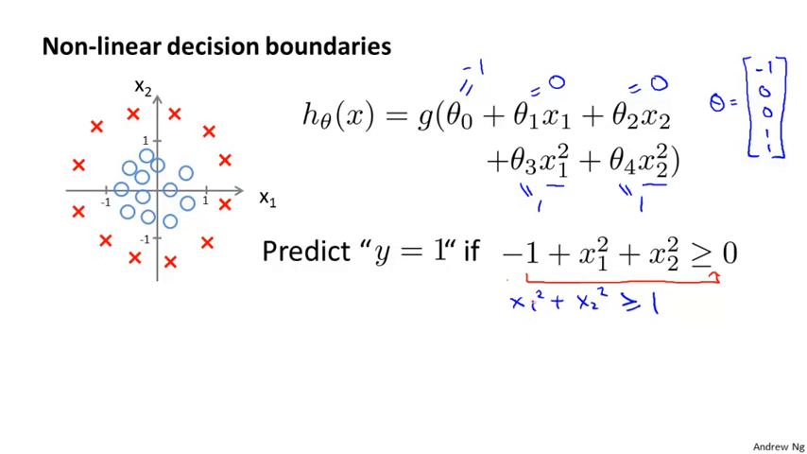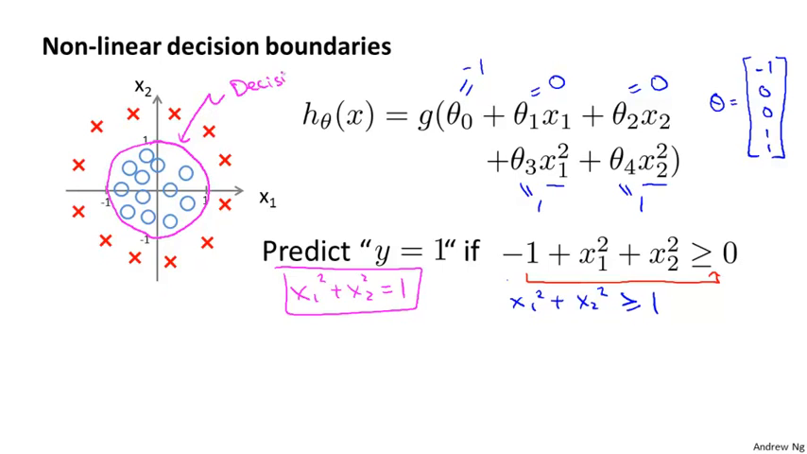Well, if you were to plot the curve for x1 squared plus x2 squared equals 1, some of you will recognize that that is the equation for a circle of radius 1 centered around the origin. So that is my decision boundary. And everything outside the circle, I'm going to predict as y equals 1. So out here is my y equals 1 region. I'm going to predict y equals 1 out here. And inside the circle is where I'll predict y is equal to 0.